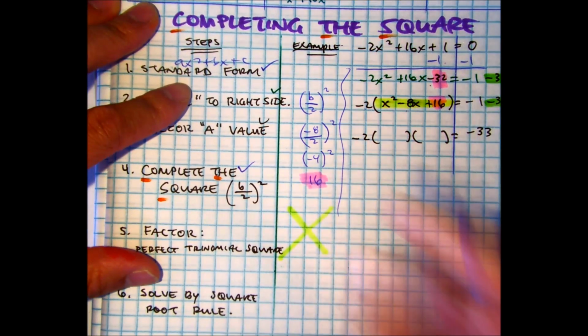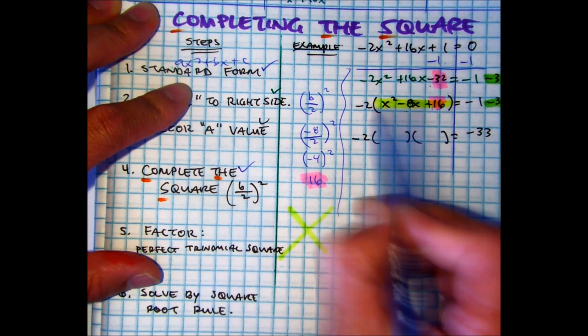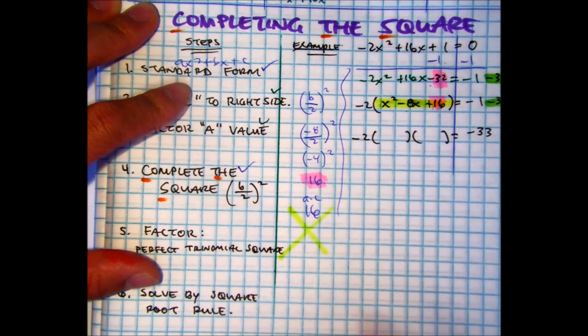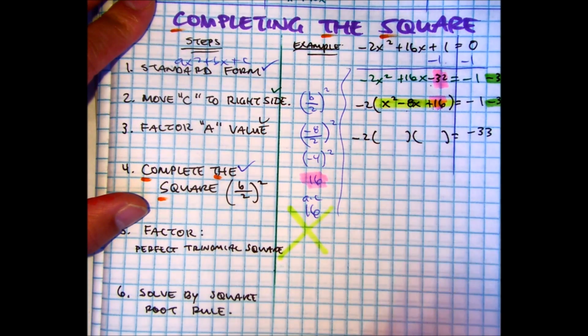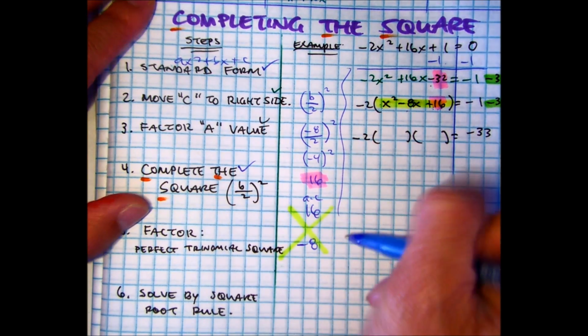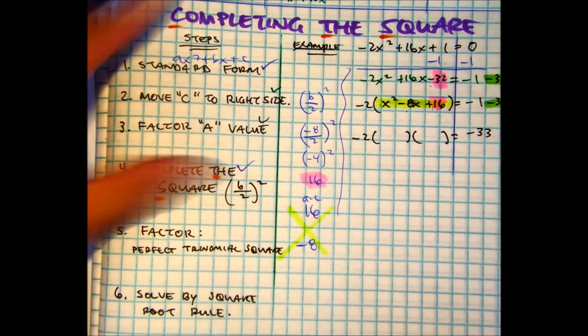Class, what are a times c? A times c is 16. What's your b value? Negative 8. Partner B, whisper to partner A: two numbers that multiply to 16 but add to be negative 8. Class, what are the numbers?